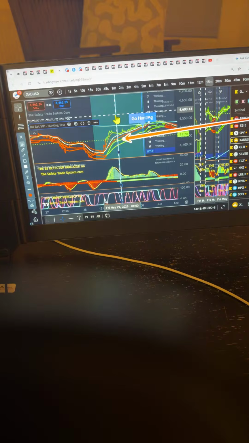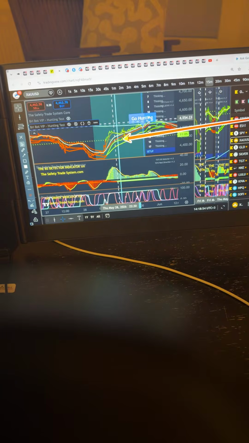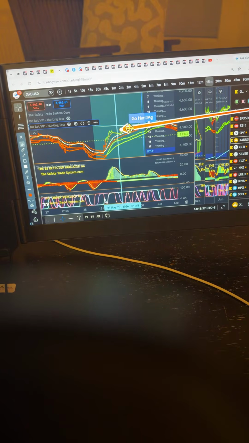I guess I can try to find it. I don't think this is the current code though, right there. VIPers. Yo, VIP.